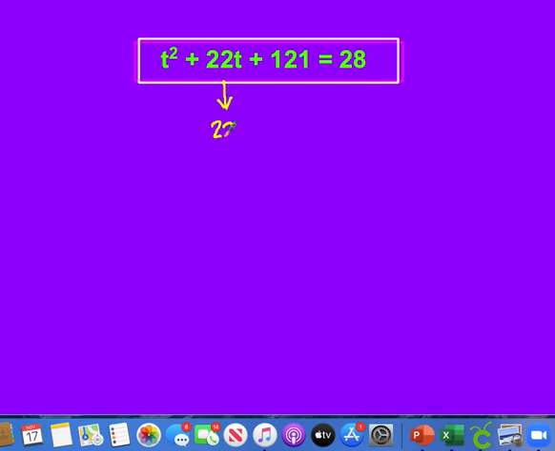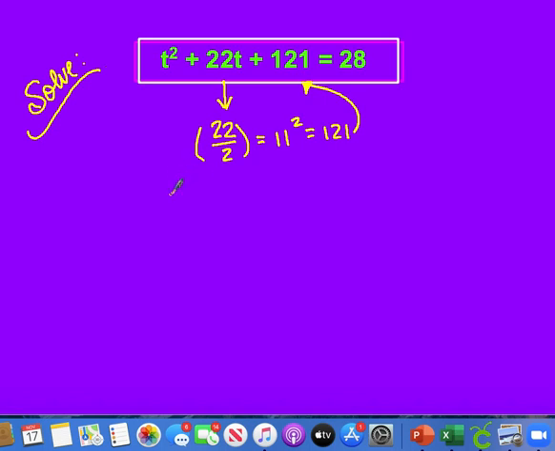Now what I'm going to do first is look at this and dissect it. If I take that 22 divided by 2, that gives me 11, and 11 squared is 121. So that means that this quadratic is already in perfect square trinomial form. If I need to solve this problem, I'm going to factor it into its two perfect squares. So if I factor this, I'll get t and t, and I'll get 11 and 11. Now if I do my quick check, my firsts give me t squared, my outsides and my insides together will give me 22t, and my last will give me 121.